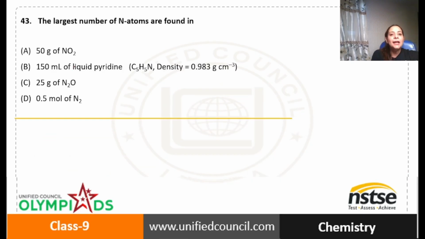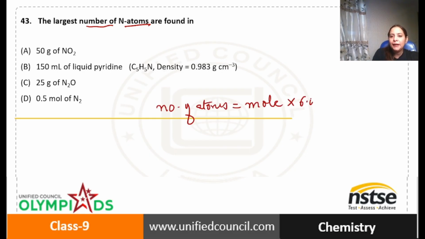Next question. The largest number of N atoms are found in. We need to find the number of N atoms. So which has more N atoms? 50 grams of NO2, 150 ml of liquid pyridine, 25 grams of N2O or 0.5 mole of N2. Now let me tell you the easiest way. We know that we can find the number of atoms by calculating the moles first and then multiplying with Avogadro's number. This is how you find it.